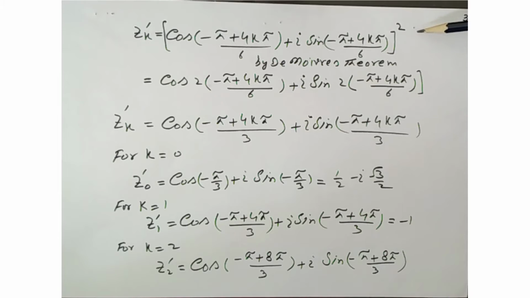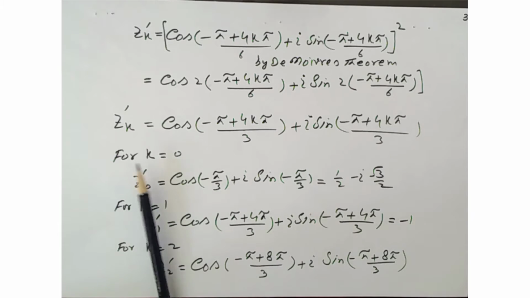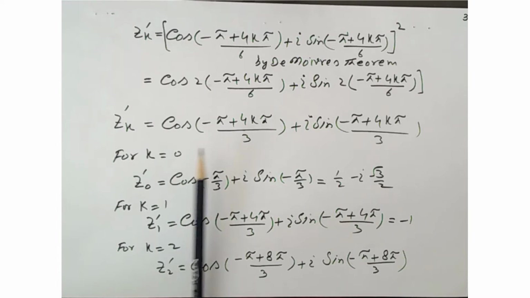Now by using De Moivre's theorem, we multiply this into here and here. So after simplification, this is equal to cos of (minus pi plus 4k pi) by 3 plus iota sine of (minus pi plus 4k pi) by 3. Now first we put k equal to 0 to find the first root. So here we put k equal to 0. This becomes cos minus pi by 3 plus iota sine minus pi by 3, and this is equal to 1 by 2 minus iota root 3 by 2.